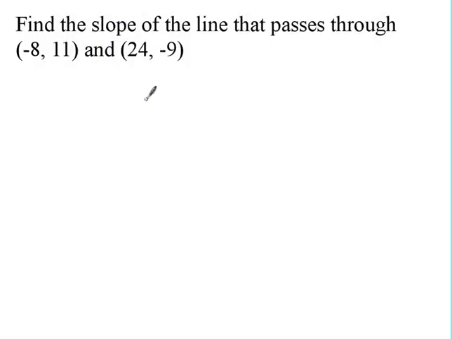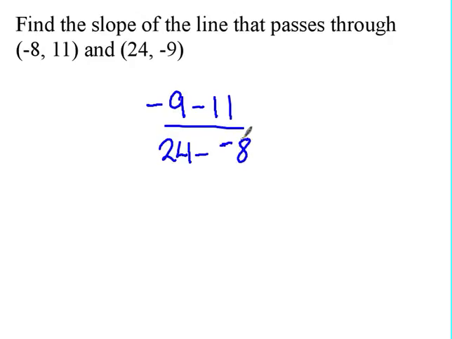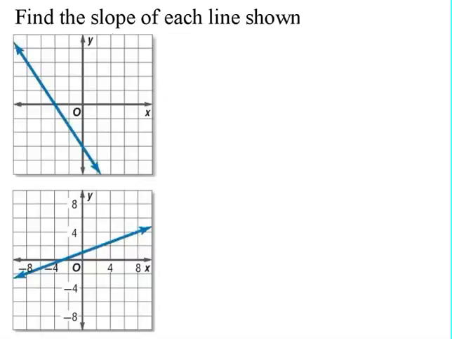Okay, so you should have gotten -5/8. Let's check: -9 minus 11 over 24 minus -8. So you should have gotten -20 over 32. Okay, let's go ahead and look at this one.